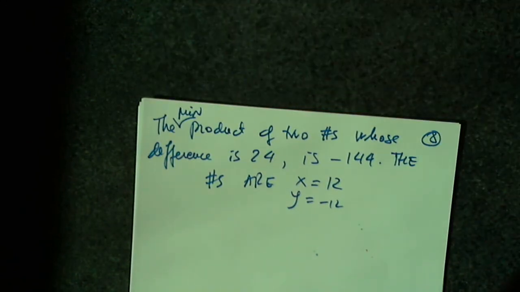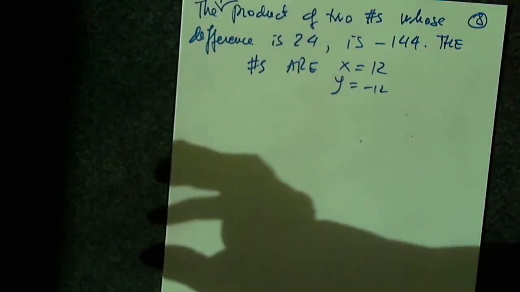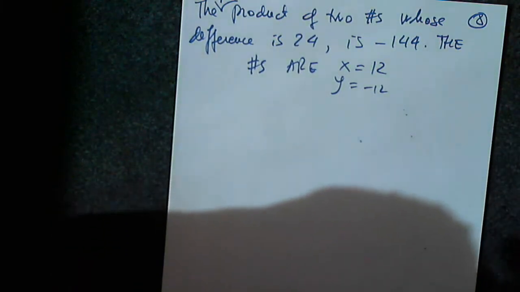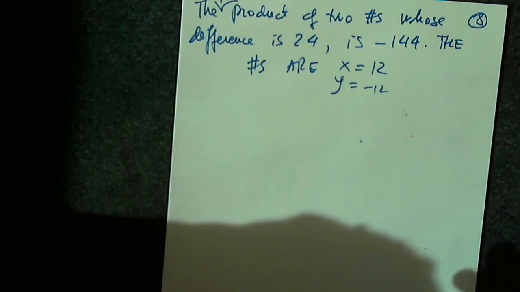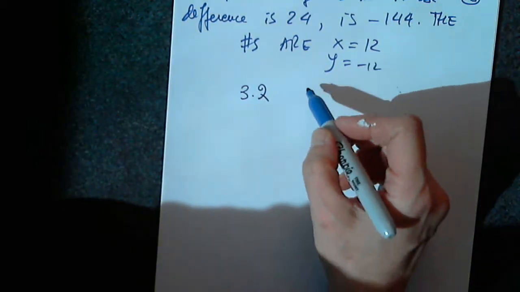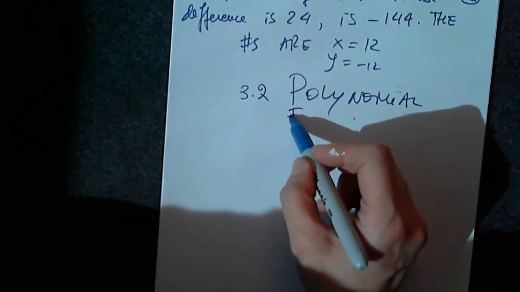Okay, let's start. Section 3.2 requires time. The first problem, it will take me like forever. It will seem like it. But then the second one will take us 5 minutes, and then the third one will take us 2 minutes. But the first one will take like forever. So 3.2, polynomial functions.